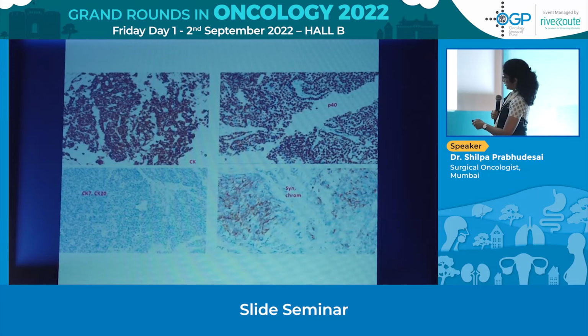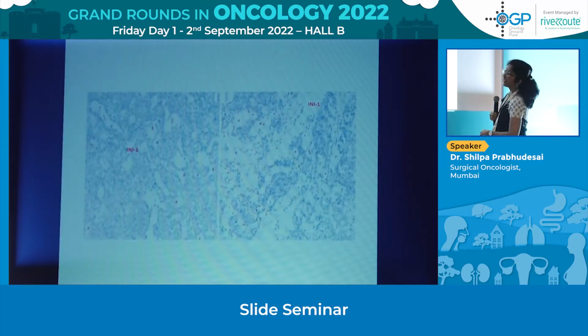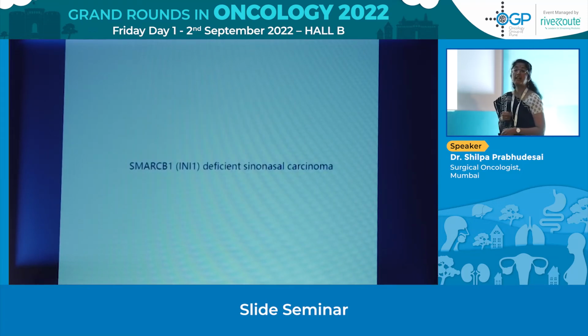So then I thought what further needs to be done, and did an INI1. And this is a loss of INI1 in this tumor. This is the internal control in the blood vessels, which is positive. The tumor cells have completely lost expression of INI1. So what this was is INI1 deficient sinonasal carcinoma.